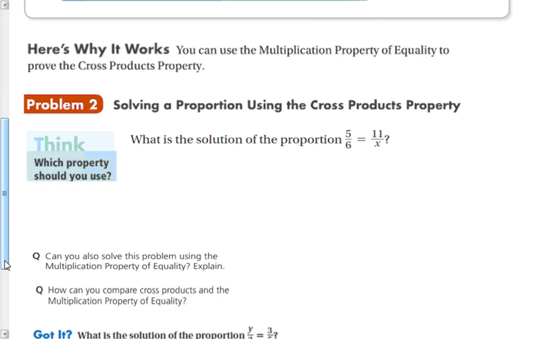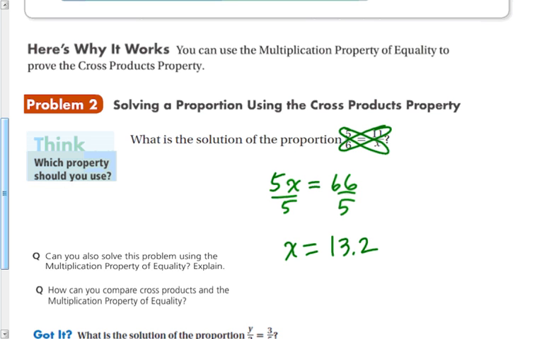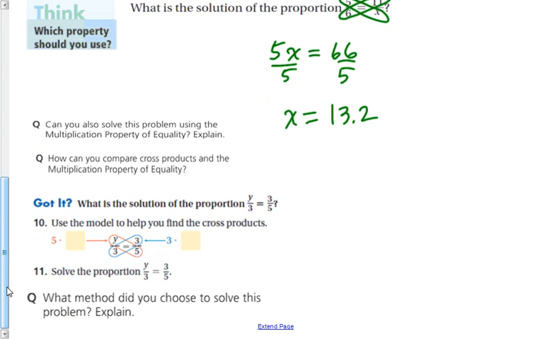If we have something proportional like we do here, then these numbers across from each other, multiplied together, should equal those numbers. So 5 times x should equal 6 times 11. And 6 times 11 is 66. So now all I have to do is divide both sides by 5. And I get x equals 66/5, which if I divide that out equals 13.2. All right, you can go ahead and try the cross products property here.